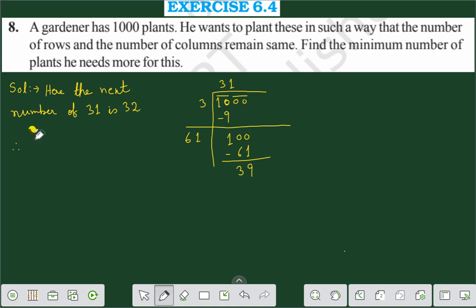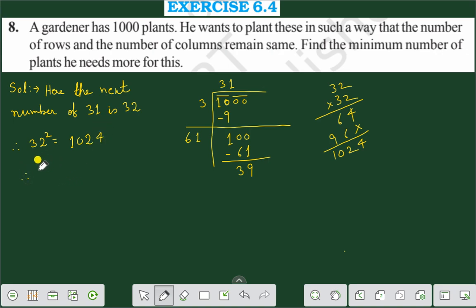Therefore, 32 square is equal to, let us find 32 square, that is 32 into 32. That is, 2 2s are 4, 2 3s are 6, 3 2s are 6, 3 3s are 9. Let me write 4, 6 plus 6 is 12, carry 1, 9 plus 1 is 10, so 1024 is equal to 1024.